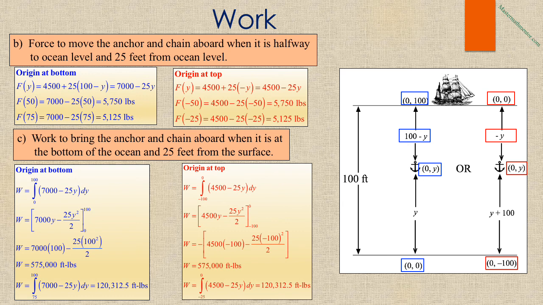If we want to find the force and work to bring the anchor and chain aboard from 25 feet below ocean level, we now integrate our expression from negative 25 to 0. And again, we get the same answer, 120,312.5 foot-pounds. You have to decide which way is preferable. I happen to like putting the origin at the bottom and keeping everything positive.